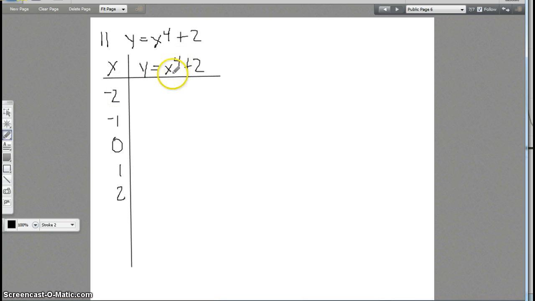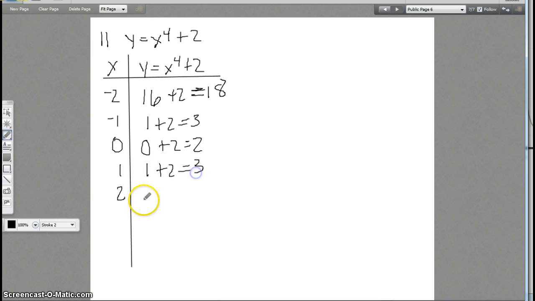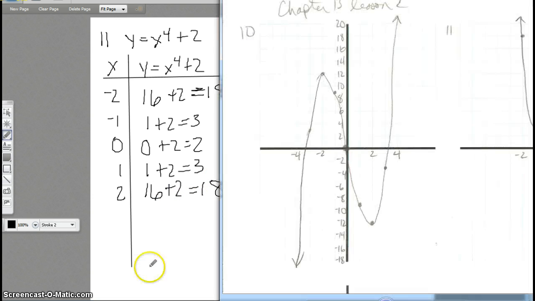Negative 2 to the 4th is going to be a positive 16 because a negative raised to an even power is going to be a positive. And then we have plus 2. So 16 plus 2 is 18. Negative 1 to the 4th power is a positive 1, plus 2 is 3. 0 to any power is still 0, plus 2 is 2. 1 to the 4th power is 1, plus 2 is 3. And then 2 to the 4th power is 16, plus 2, that is 18. So now we can graph this.